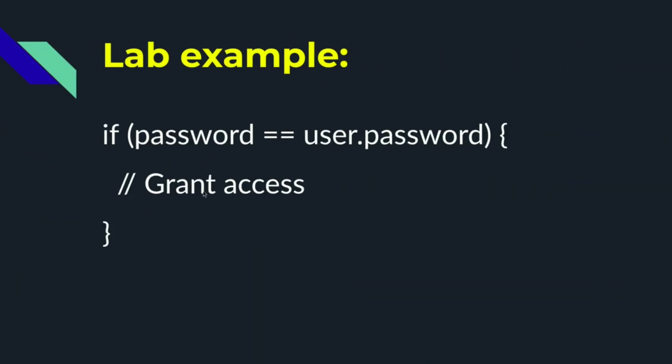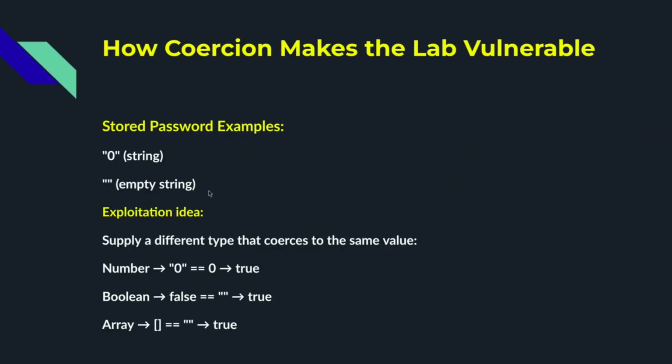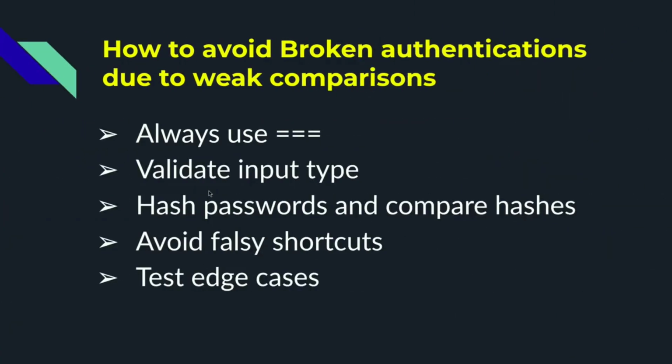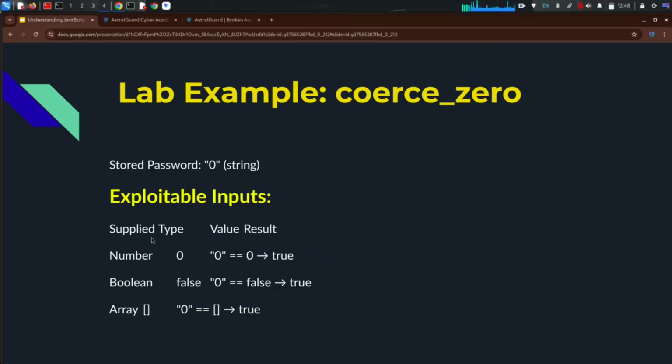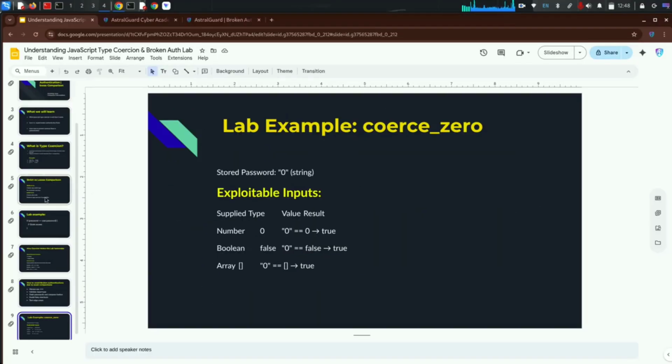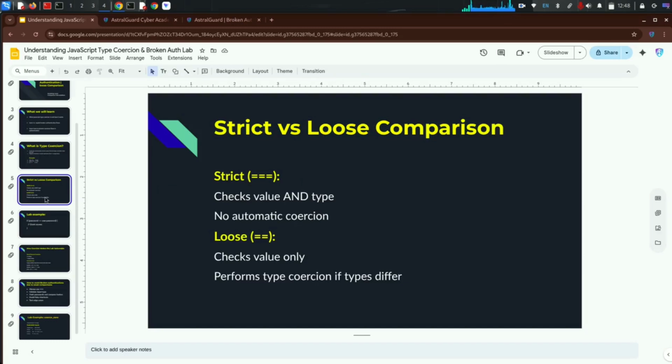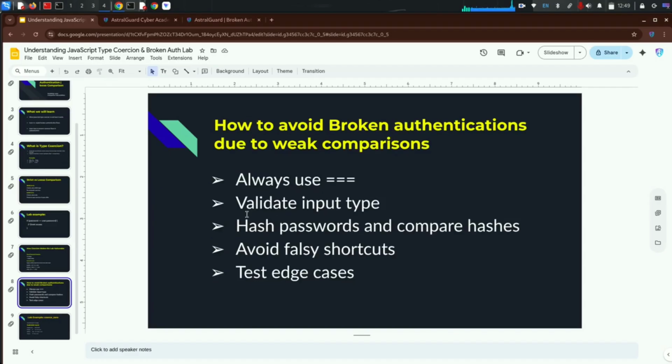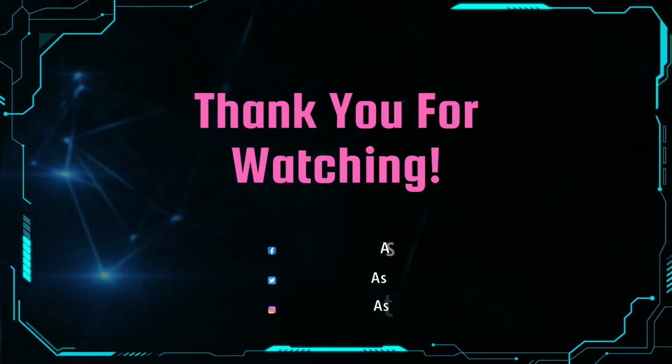So let's see how we can avoid broken authentication due to weak comparison. It's very simple. Programmers, developers, you need to use the strict comparison. Yeah, you need to use this. Also, we need to validate input. We need to hash passwords and compare hashes. We need to avoid faulty shortcuts and test edge cases. So that's how we can go about that.